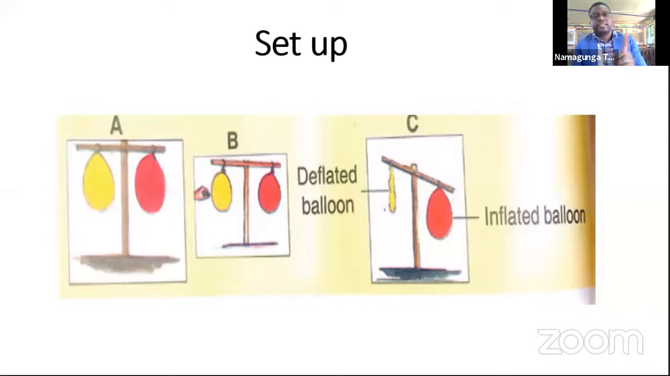Then when you look at C, you will see that the balloon which had air will move down. Then the other one which doesn't have air will move up, which means that the one which has air is heavy. That's why it moved down. So that one gives us a conclusion.